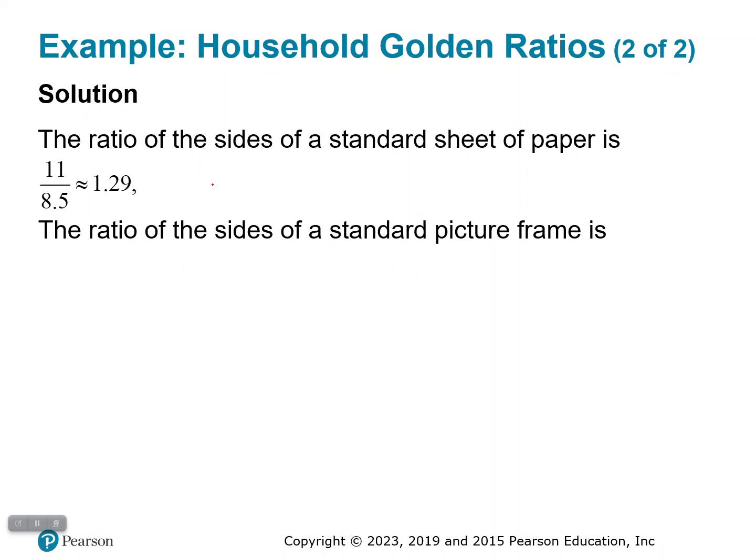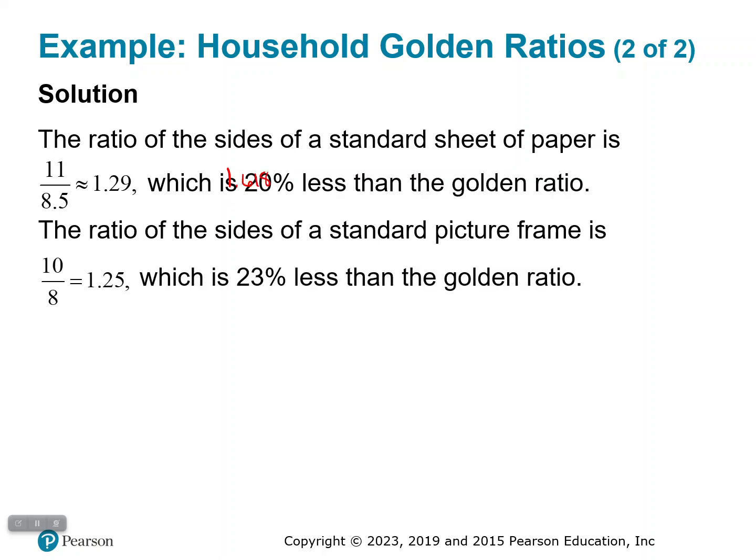The ratio of the sides of a standard sheet of paper, the big side divided by the small side, is 1.29. And we're comparing it to 1.618. Let's erase all the ink on this slide and go back to the pen. The ratio of the sides of a standard sheet of paper is 11 over 8.5, which is about 1.29, 20% less than the golden ratio.